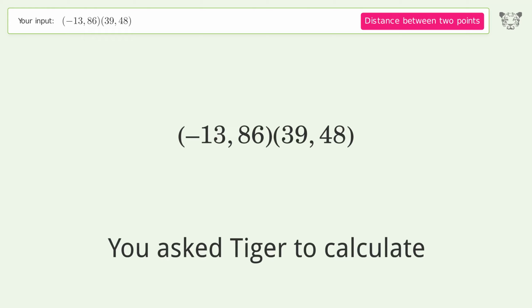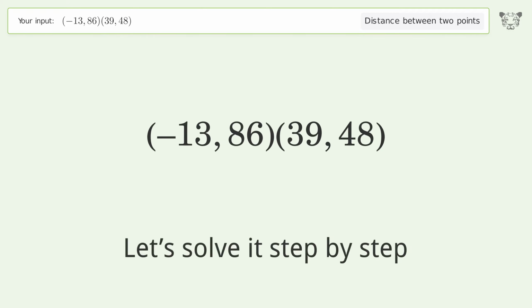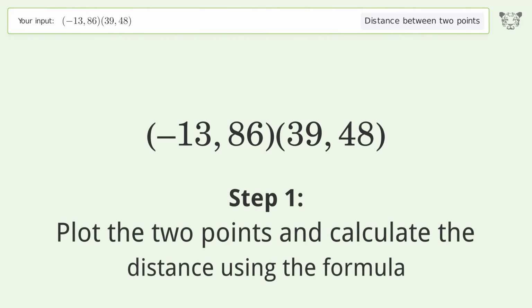You ask Tiger to calculate the distance between 2 points. The distance between the 2 points is the square root of 4148, or 64.405. Let's solve it step by step. Plot the 2 points and calculate the distance using the formula.